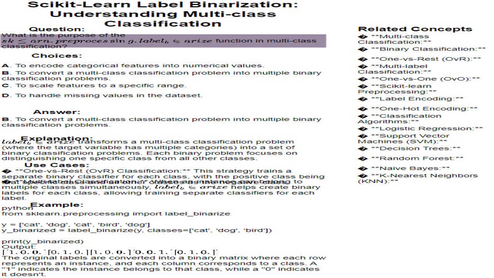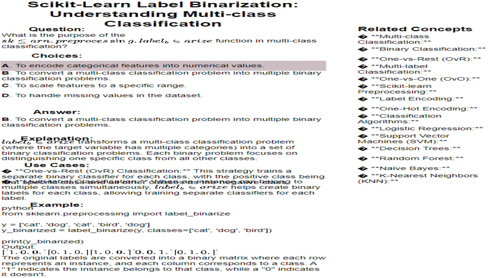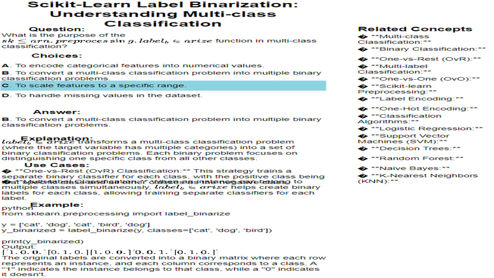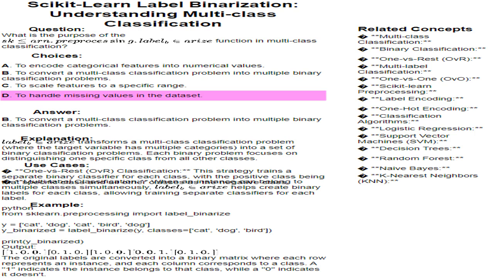What is the purpose of the sklearn.preprocessing.label_binarize function in multi-class classification? To encode categorical features into numerical values. To convert a multi-class classification problem into multiple binary classification problems. To scale features to a specific range. To handle missing values in the dataset.